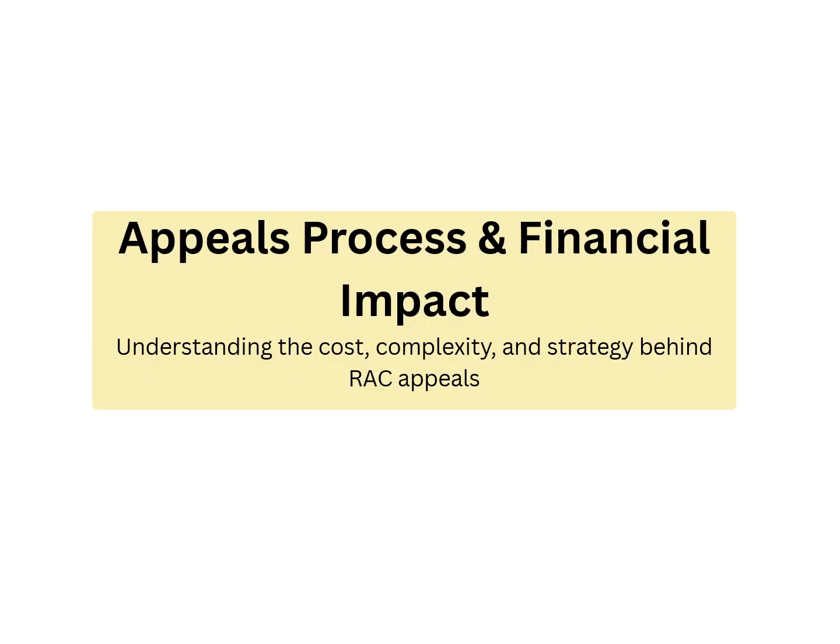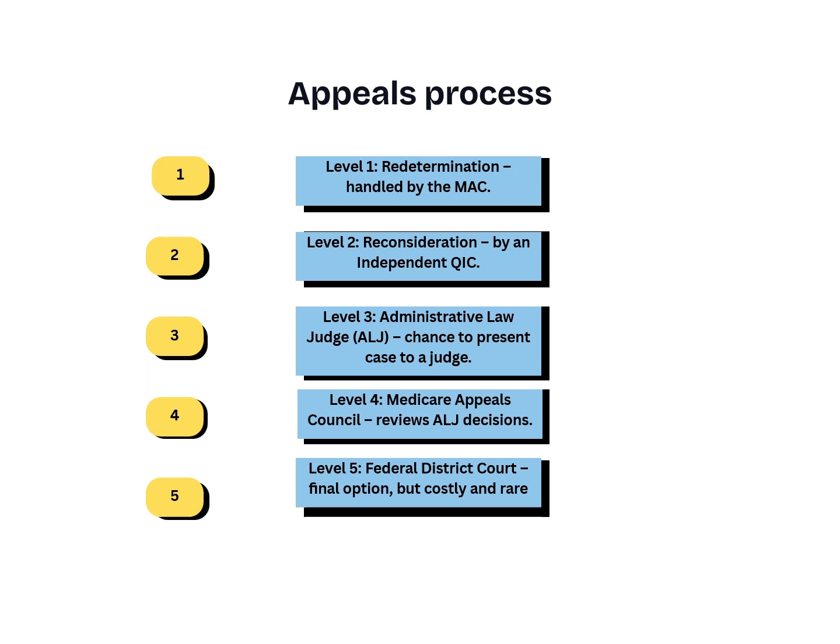Appeals process and financial impact. Understanding the cost, complexity, and strategy behind RAC appeals. Appeals process: Level 1, redetermination, handled by the MAC. Level 2, reconsideration, by an independent QIC. Level 3, administrative law judge, a chance to present your case to a judge. Level 4, Medicare Appeals Council, reviews ALJ decisions. Level 5, Federal District Court, the final option, but costly and rare.